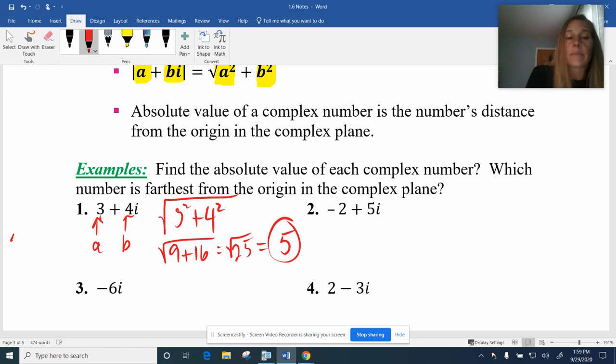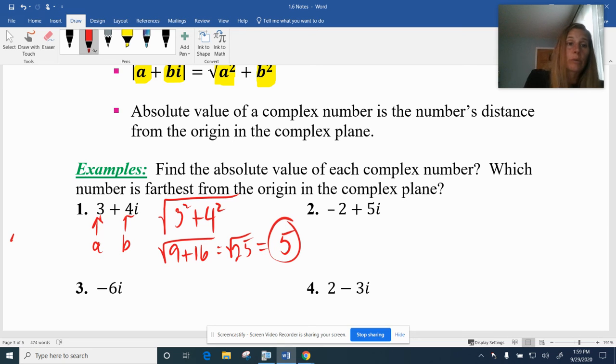Now remember, it's absolute value, so we're not concerned about getting the positive and the negative here because we're just going to do the absolute value. So it's the distance, so we're just worried about the positive answer. That would mean that this number is 5 units away from the origin.